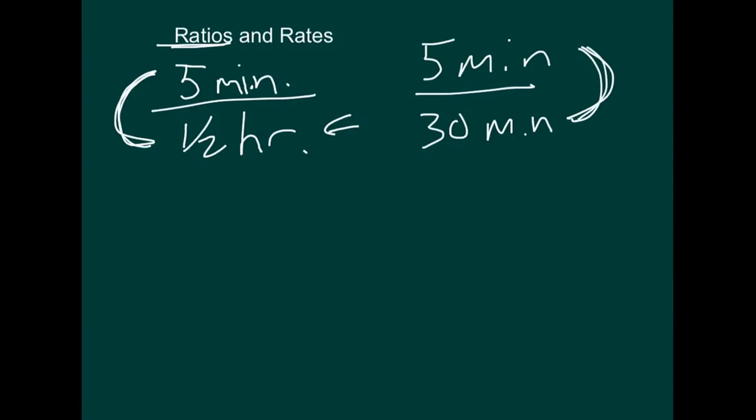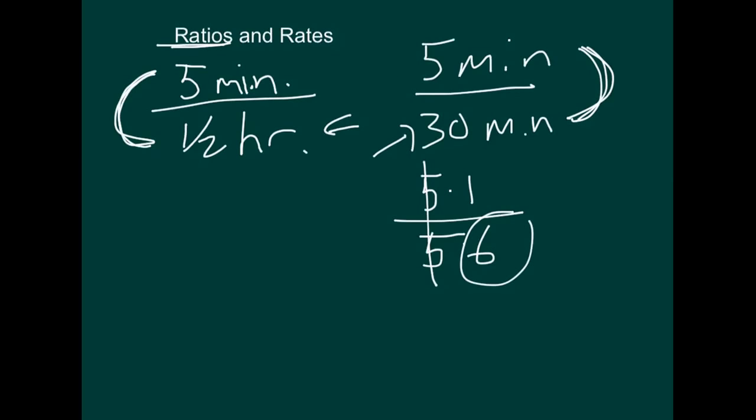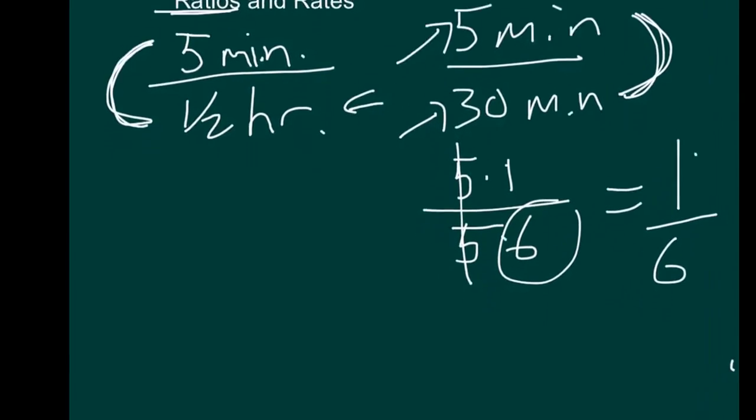However, if you look at that, can you see what else has to happen? Hopefully you see that this is 5 times 1, and this is 5 times 6. That's what 30 is. The 5's cancel. 5 goes into 30 6 times, and 5 goes into 5 1 time. So your answer is 1 to 6. That's going to be the ratio of minutes to minutes: 1 minute to 6 minutes.